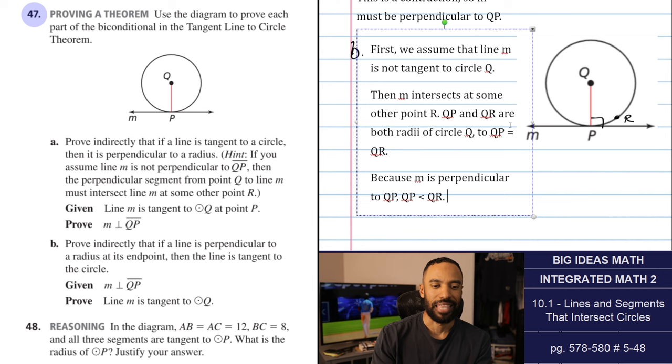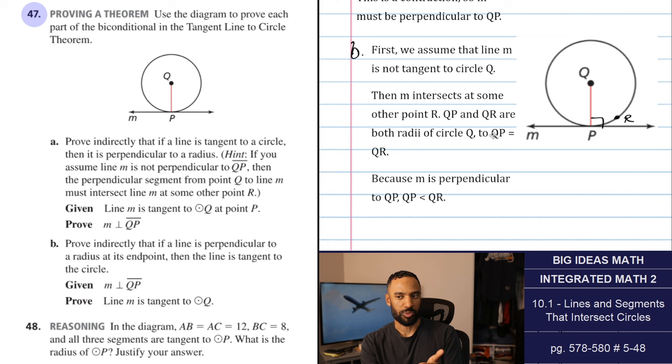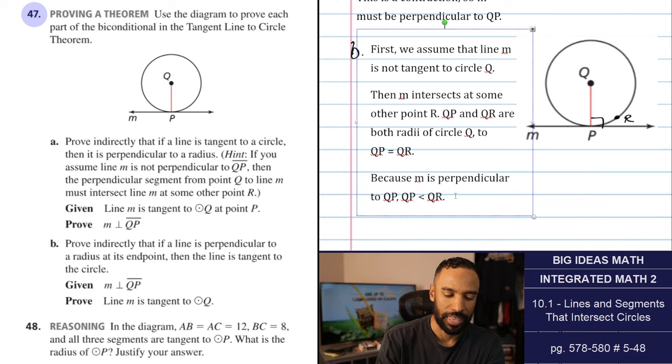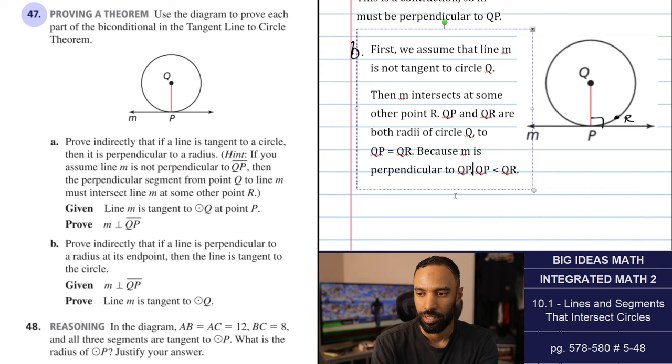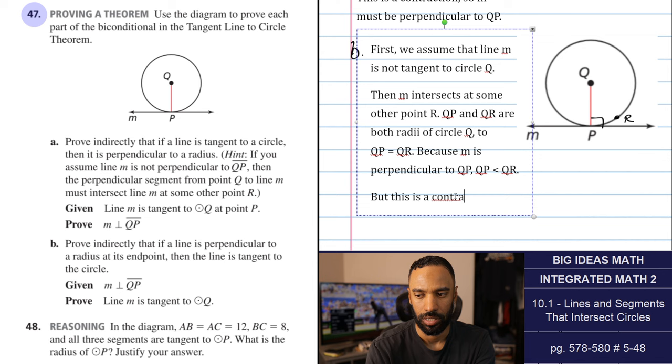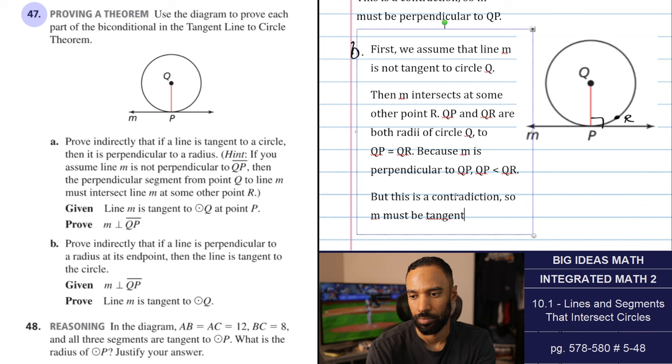But that's a contradiction to this whole thing, because QP is supposed to be equal to QR. But that contradicts itself. Hold on. Let me put this in. It's the same paragraph. But this is a contradiction. So M must be tangent to Q. I'm not very good at explaining what I'm trying to do with that.